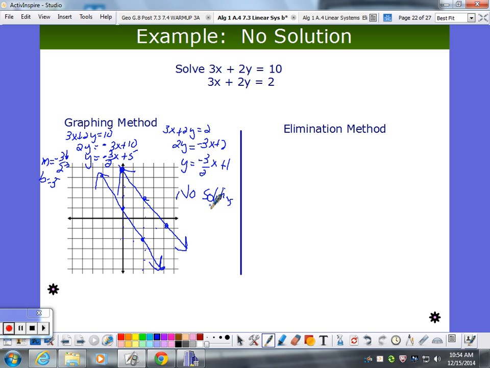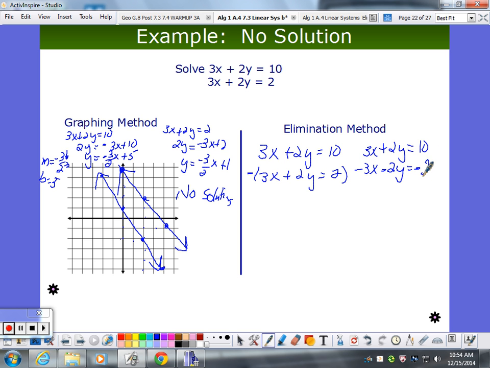Now let's say we solve this using the elimination method. So with the elimination method, we're looking for sames and opposites. So let's see. Oh, lots of sames. So let's make one opposite. So maybe multiply through by a negative. The top one stays the same. And the bottom one, everything flips, right? If it's positive, it goes negative. If it's negative, it goes positive.